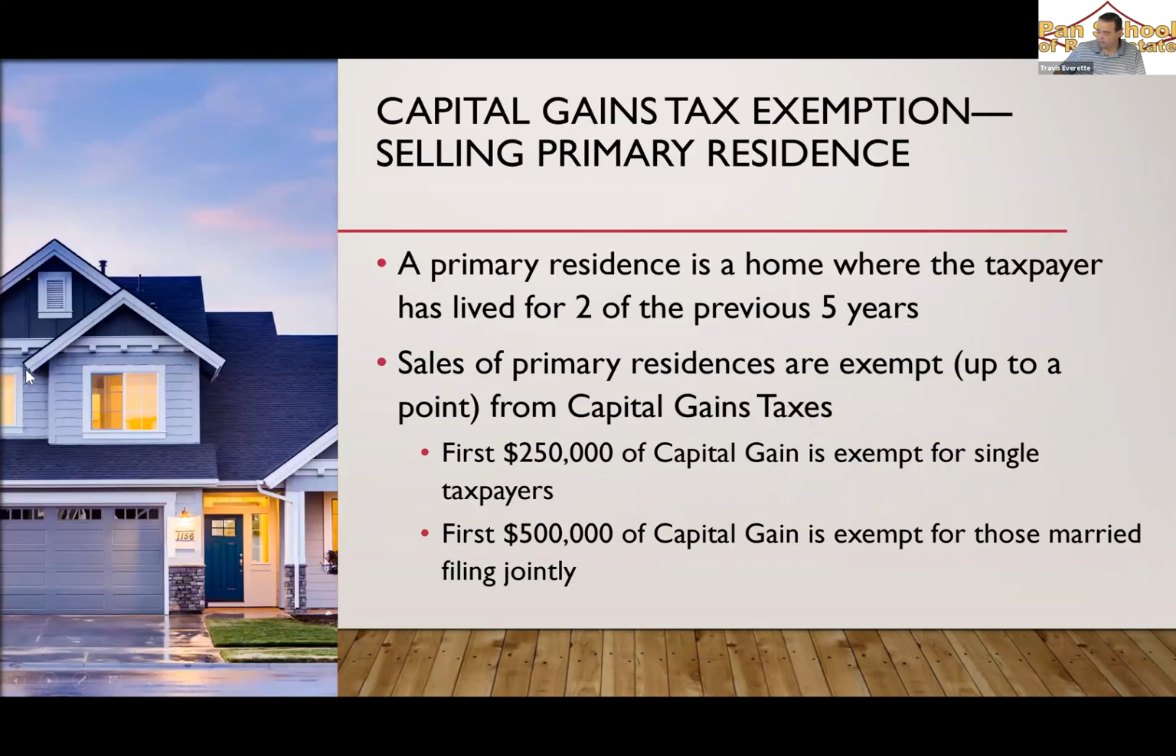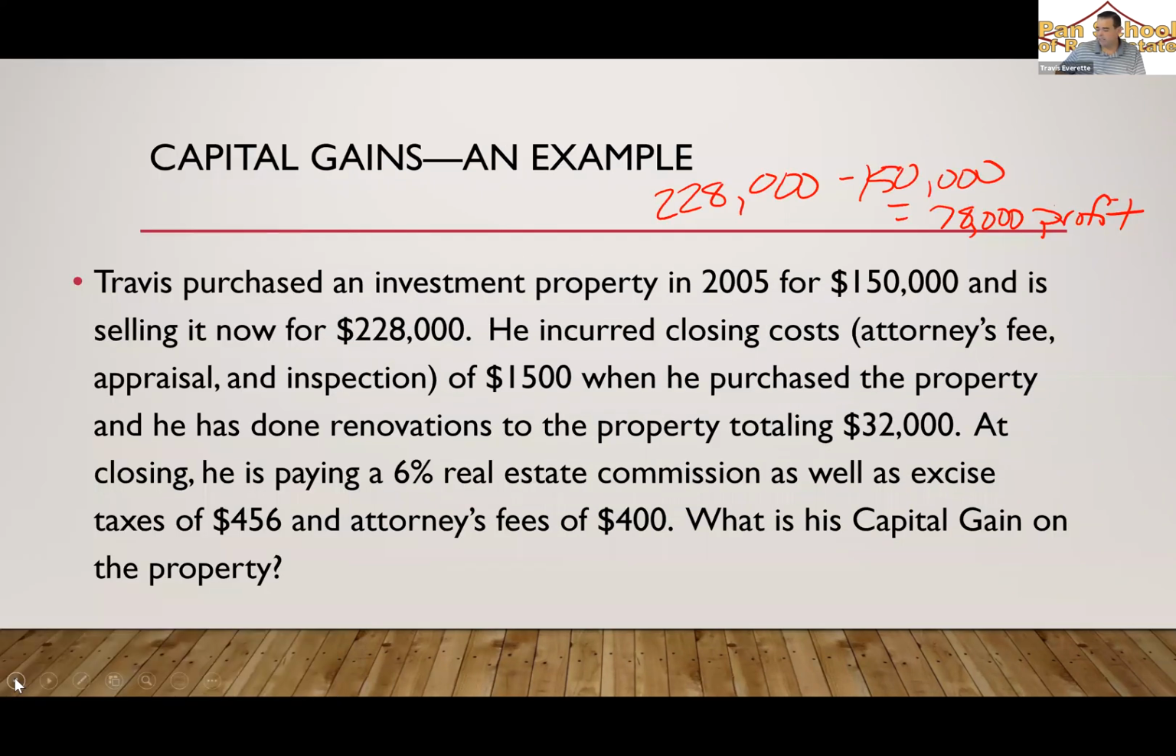Well, if you look at this, when you break it all the way down, his capital gain is going to be much less than $78,000, because we're going to want to reduce that by the $1,500 he had to spend when he purchased the property, the $32,000 in renovations, the attorney's fees of $400, the excise taxes of $456, and the 6% commissions. All of those things will dramatically reduce that capital gain. Does that make sense for everybody?